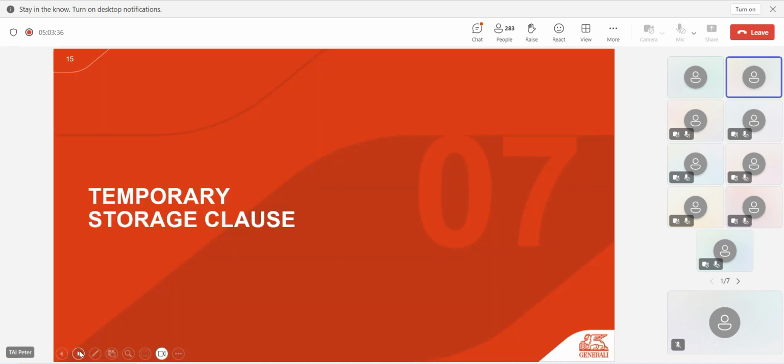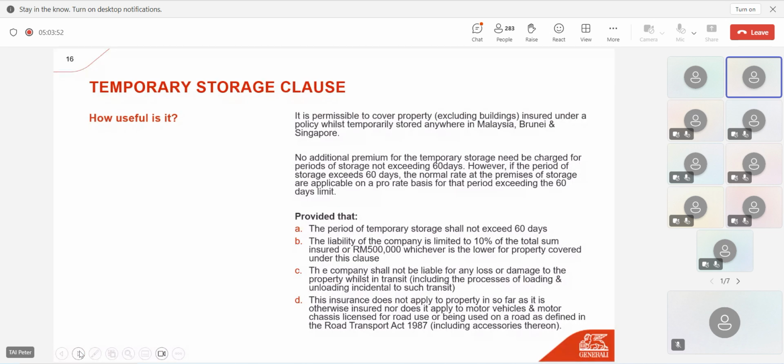All right, so the next one is called the temporary storage clause. As the name suggests, it's temporary storage. Why is this clause important? This is a very interesting clause because it means your customer can put their property, excluding buildings, under a policy while temporarily stored anywhere in Malaysia, Brunei, and Singapore. Wow. Yes, you can put it in Singapore, you can put it in Brunei.